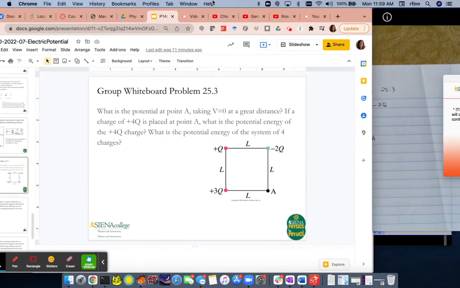Hi, this is the solution for whiteboard problem 25.3. What's the potential at point A, taking potential to be 0 at great distance? And then if we bring a plus 4Q charge here, what's its potential energy? What's the potential energy of the 4 charges?